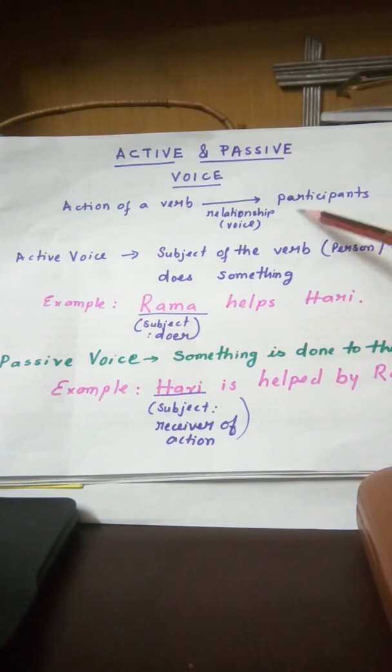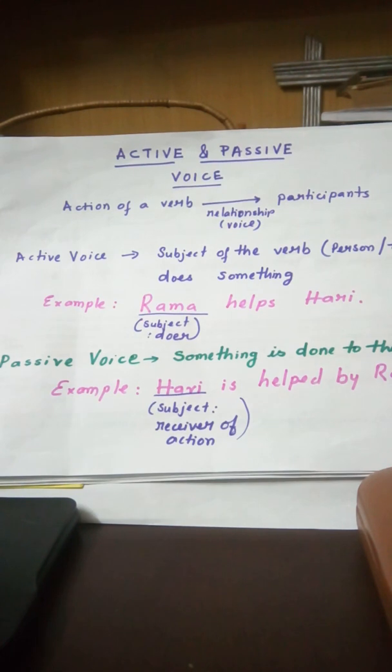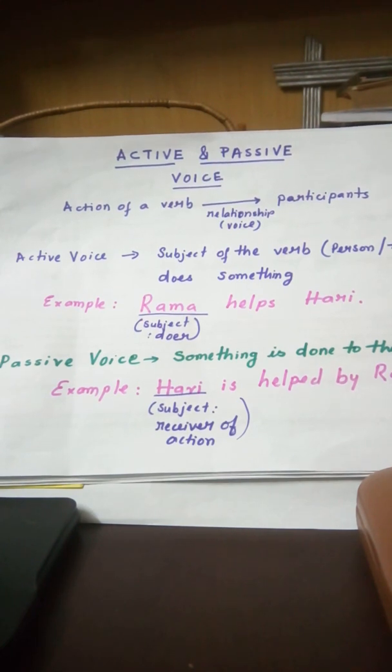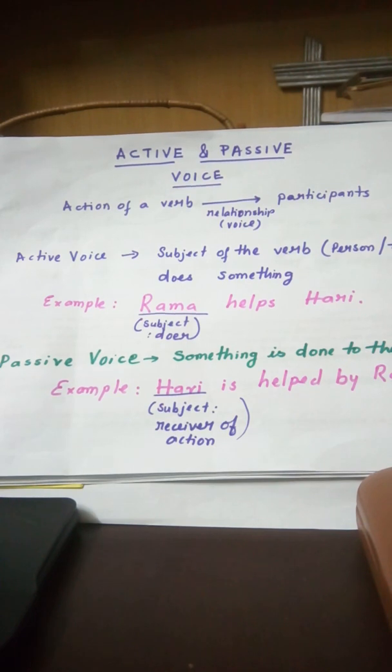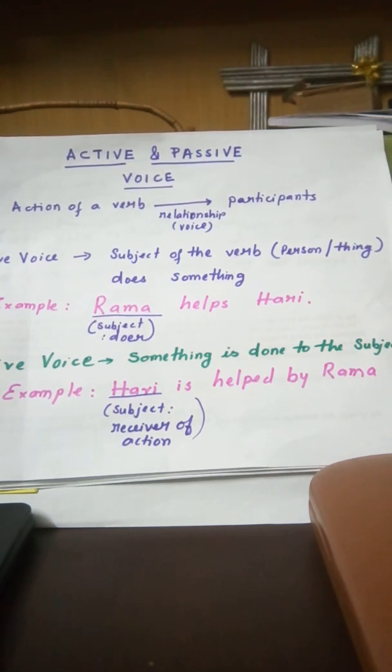Now, what are the participants? Participants of a sentence are the subject and object. Those are the participants of a sentence. Now, when do we say that a verb is in active voice? We say so when the subject of the verb or the sentence, that is the person or the thing, does something. It actually is active, it is doing something in the sentence.